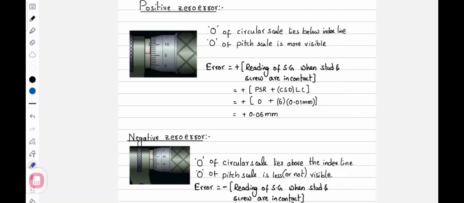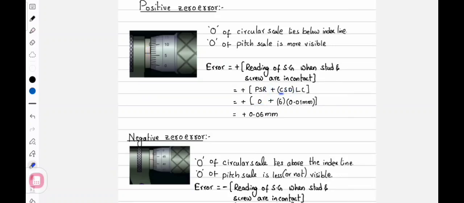So how to find that error value? Error is nothing but the reading of the screw gauge when stud and screw are in contact. Means keep the stud and screw in contact. Then whatever the value it is giving, that is our error. So if it is positive error, put plus in front of the reading. If it is negative error, put minus. For example, in this case, I'm finding error here. Reading is nothing but error. So find PSR. You can't see any divisions, or 0 is barely visible. So PSR is 0.